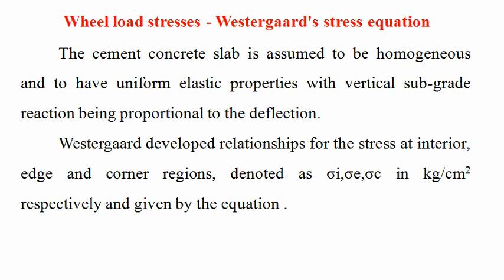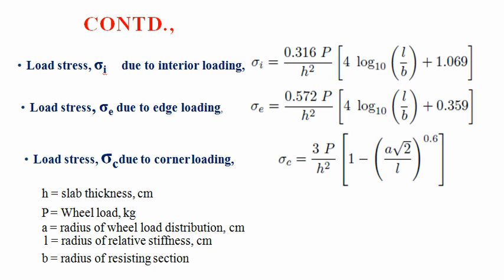Westergaard developed the relationship for the stresses at the interior, edge and corner regions, and denoted them as sigma I, that is the stress at the interior, sigma E, that is the stress at the edge, and sigma C, that is the stress at the corner region, in kg per centimeter square respectively, and they are given by the following equations.